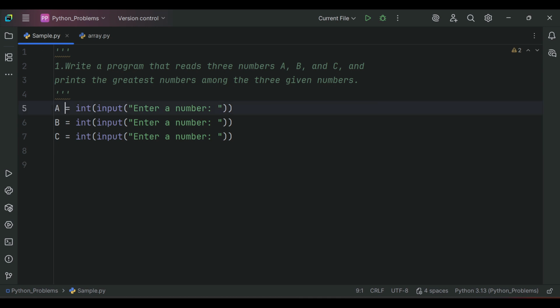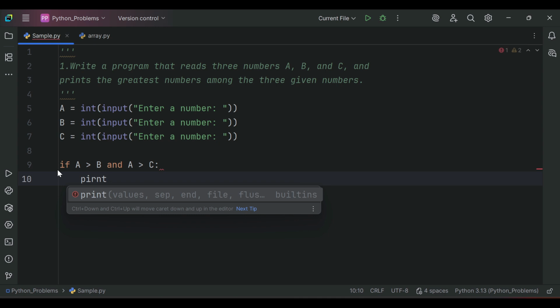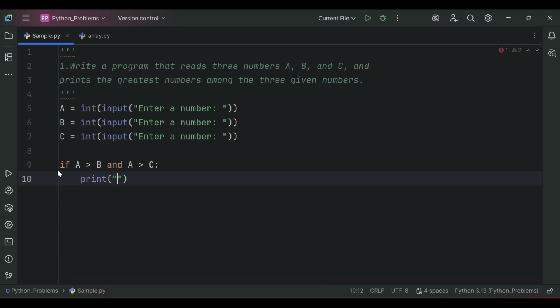Let's imagine A is the big number. Take an if condition: A is greater than B, and A is greater than C. Suppose A is big, then print A is the greatest number.